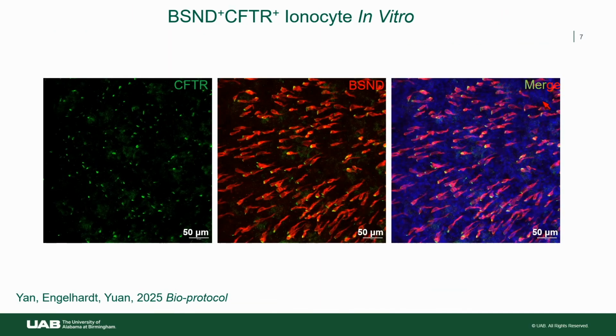Then next we moved to the CFTR staining in this in vitro system. We found those CFTR and BSND positive ionocytes, and the CFTR really shows the apical cap pattern, which is very similar to what we found from those in vivo samples on the ionocyte structure. So this really indicates this is a very good system to test ionocyte and CFTR function.